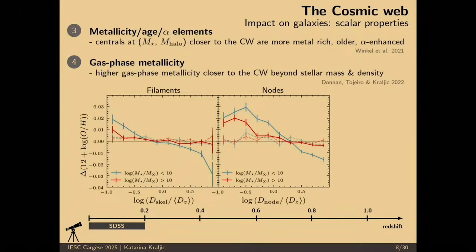And similarly, there has been a measurement of the gas phase metallicity. Again, galaxies at fixed stellar mass and also local density, galaxies that are located closer to the filaments of the cosmic web, and the nodes as well, where it's more prominent, tend to have higher gas phase metallicity.